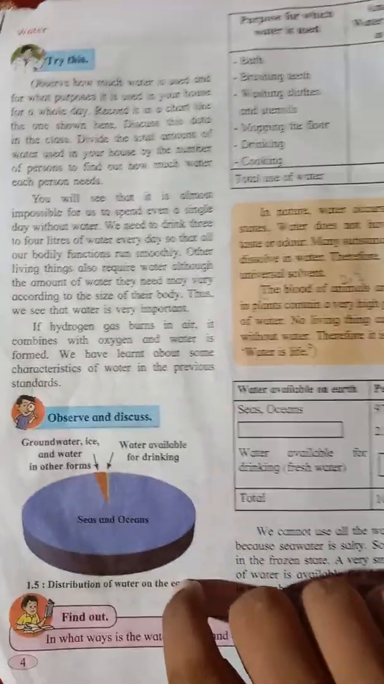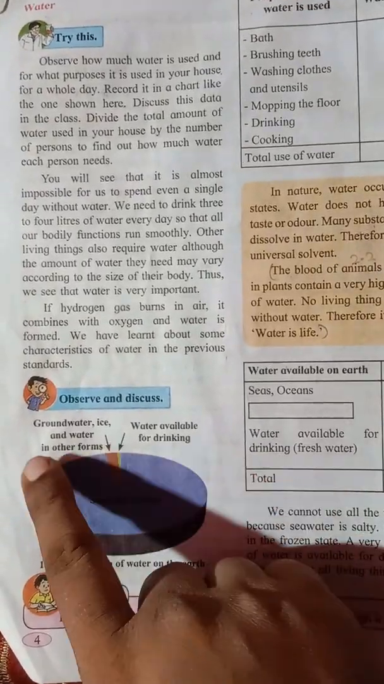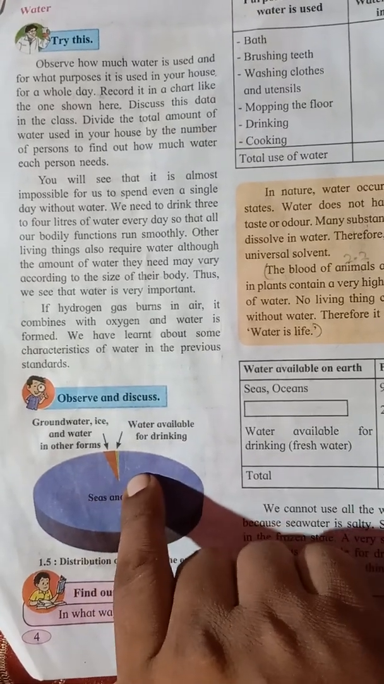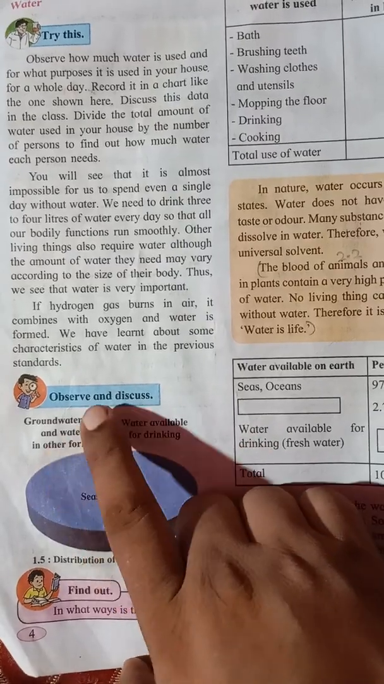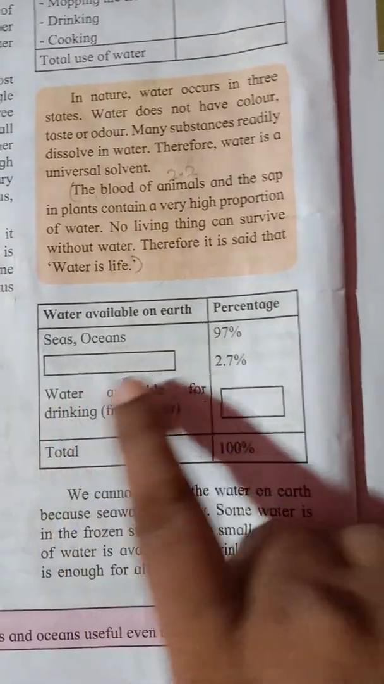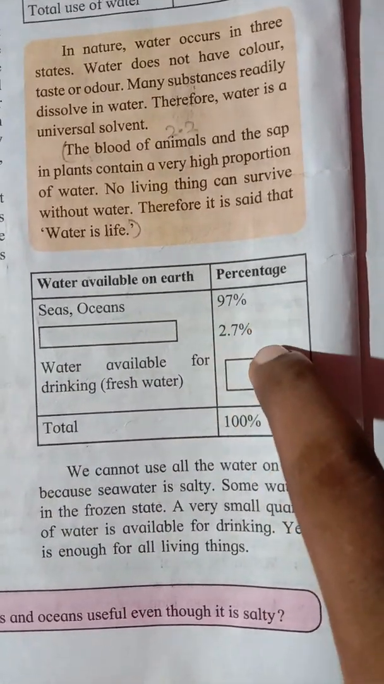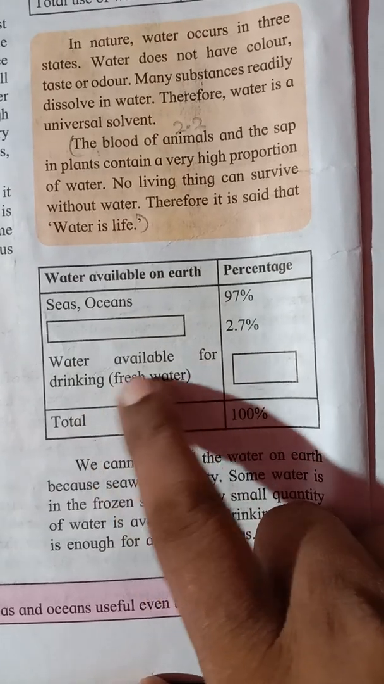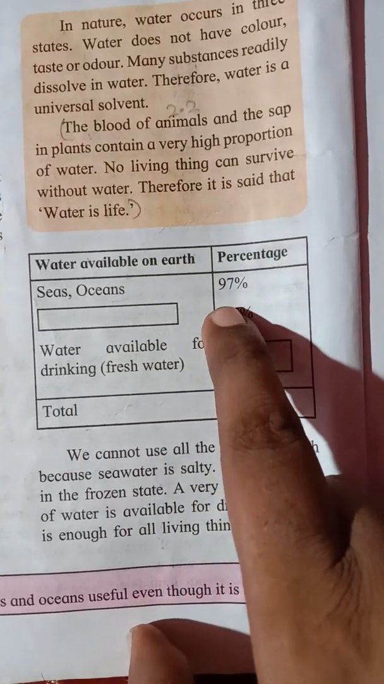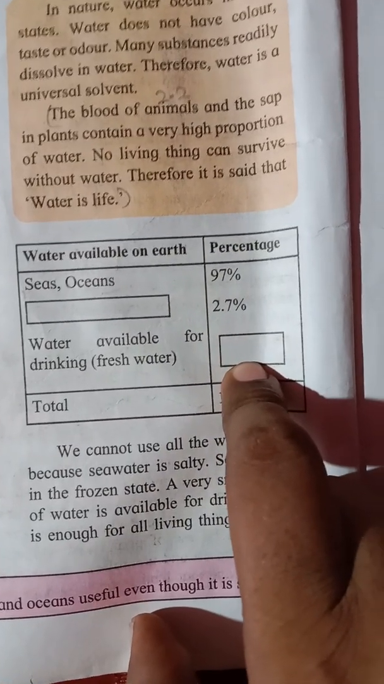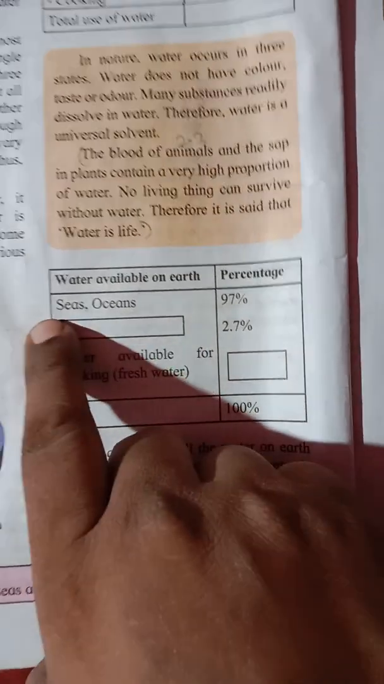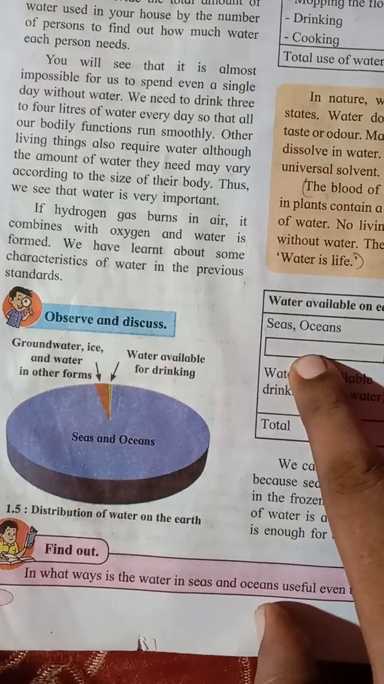Correct? See the distribution of water on the earth. Most of the water is in the sea; only 3 to 4% is water for drinking purposes. Water available for drinking: groundwater, ice water. If you want to observe this chart, seawater is 97%. The fresh water is about 3%. Of this, 0.7% plus 0.3% is for drinking purposes, and this water is groundwater, ice and water in other forms.